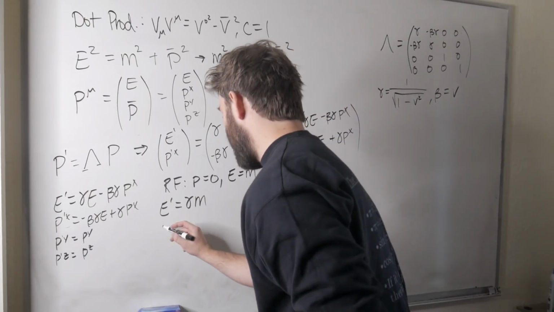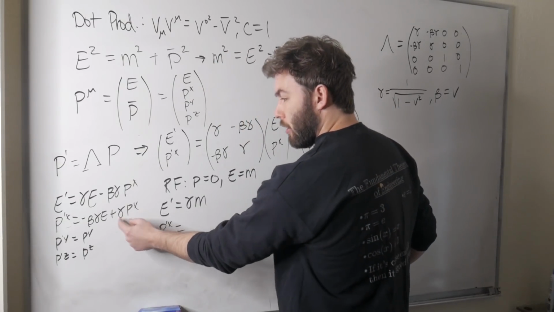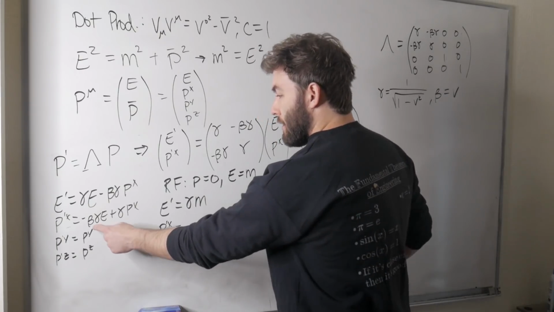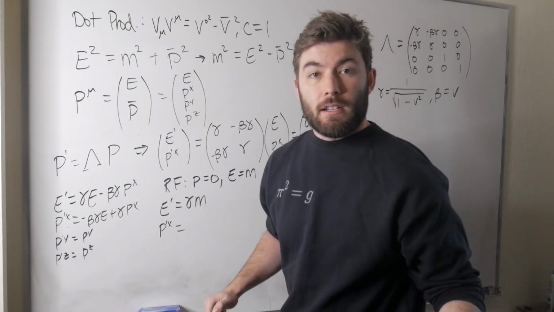So then we also have for P prime, this is going to be equal to, again, P is 0, so we have minus beta gamma E. Now beta is just the velocity in natural units.